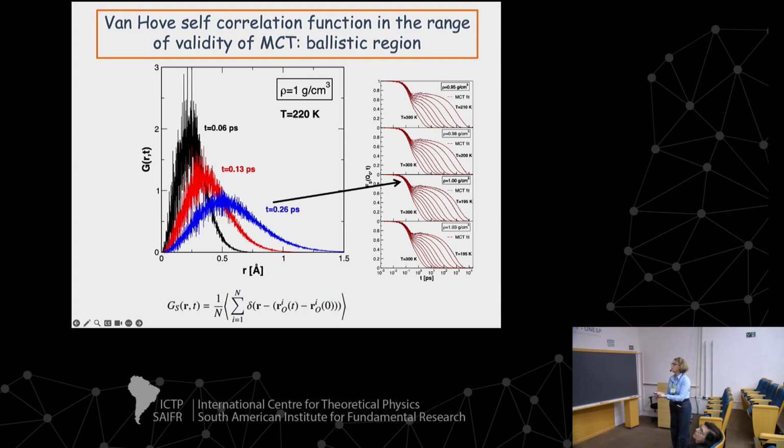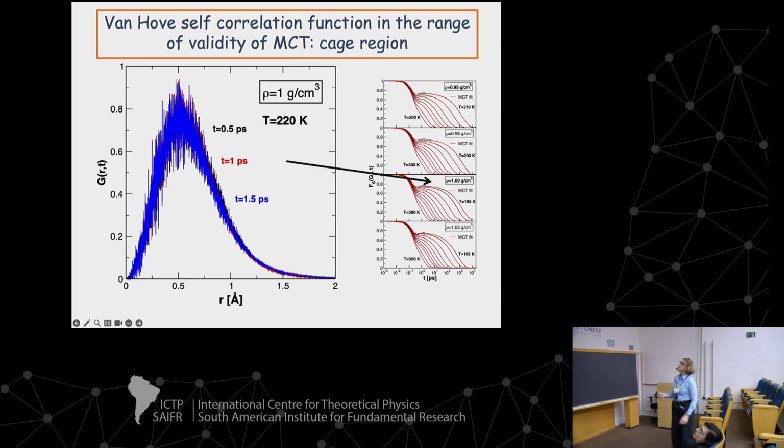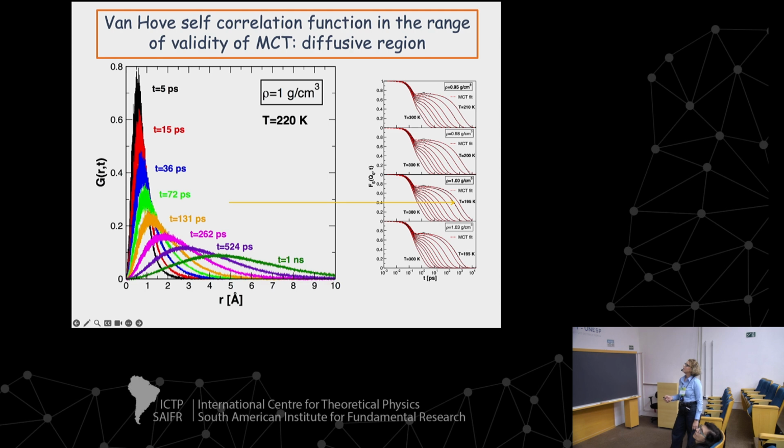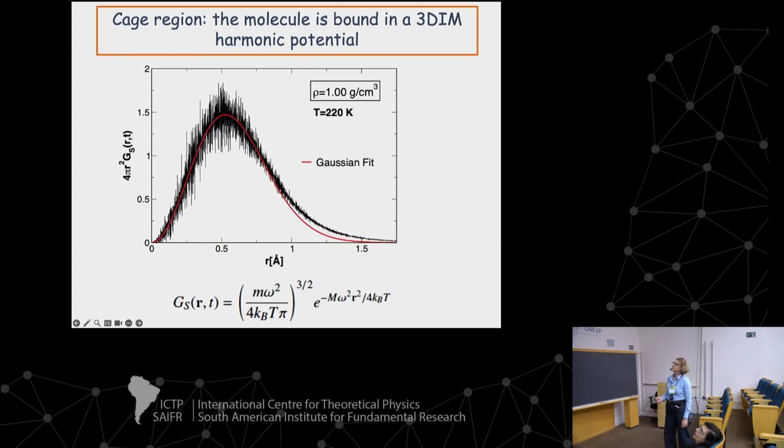Then this is the cage. We are here at the cage, and as you can see, for several times the correlation function is always the same, because the particle rattles in the cage. So there is the cage. And this is here, where the particle is relaxing. So from 5 picoseconds onwards, if we calculate the G of r,t at larger and larger time, it becomes larger and larger. So we have the perfect phenomenology that we expect for the glass transition.